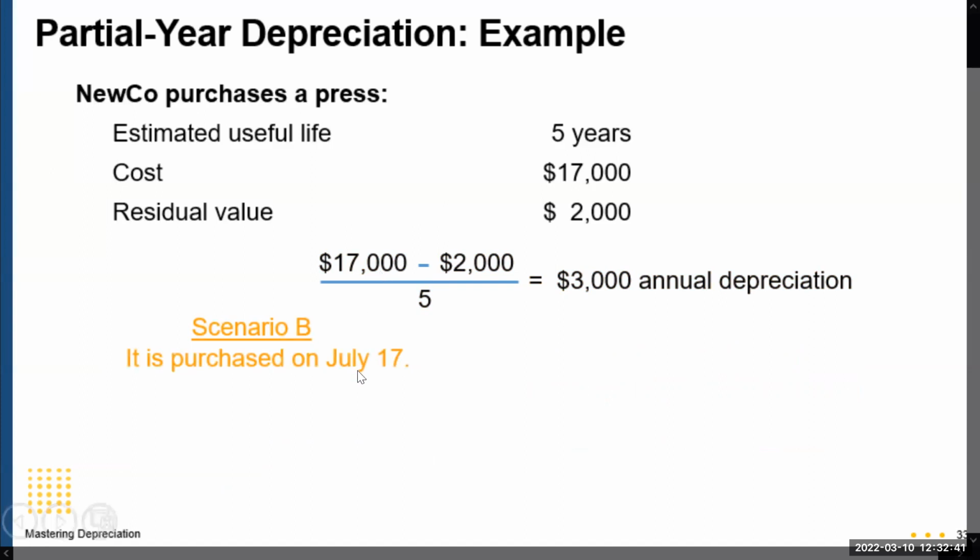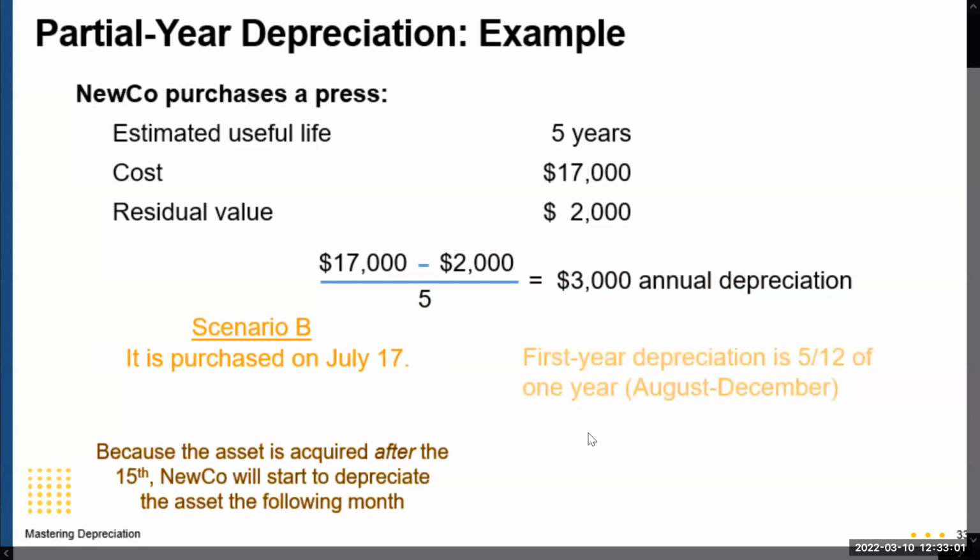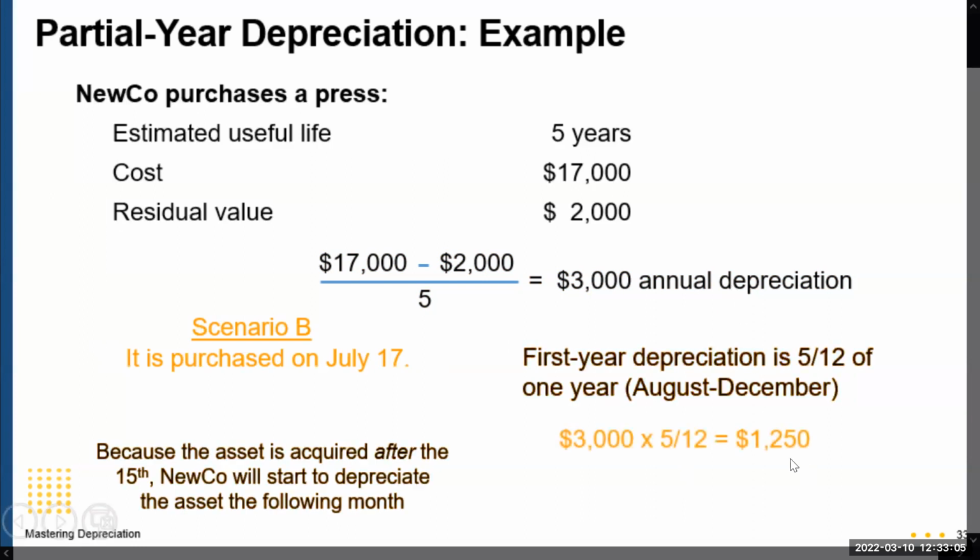What if we buy it July 17th? I'm going to let you guys tell me how many months. See if you can count better than I do. Five months. Okay, so 5 months. We're not going to count July. We're going to start in August. So we're going to get 5 months. So we're going to multiply by 5/12, which gives us $12.50 for our depreciation for that first year.